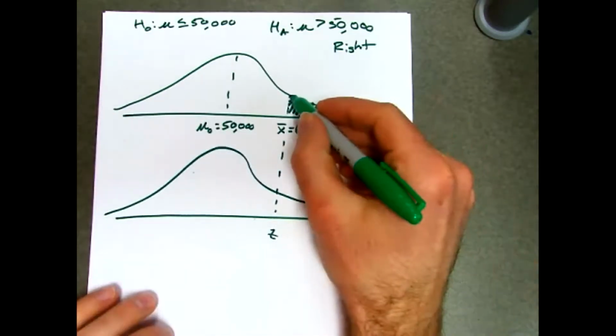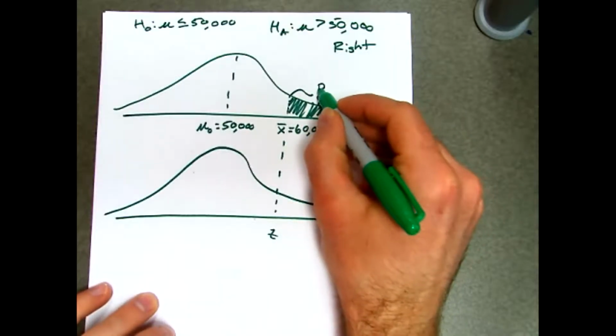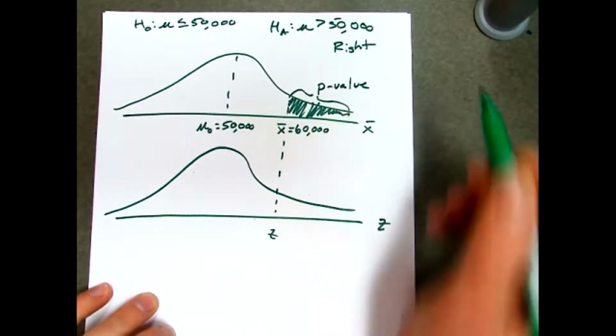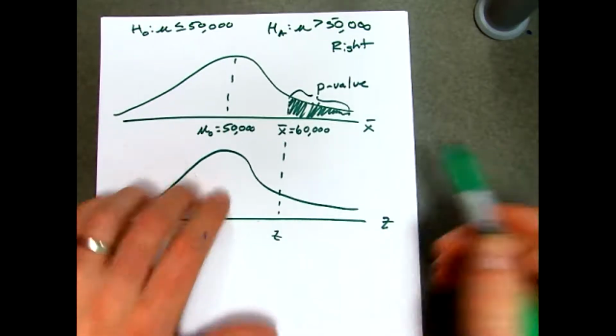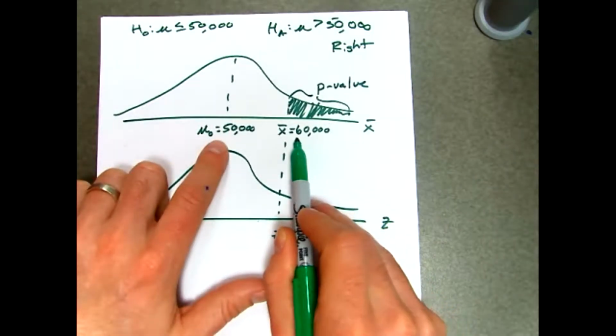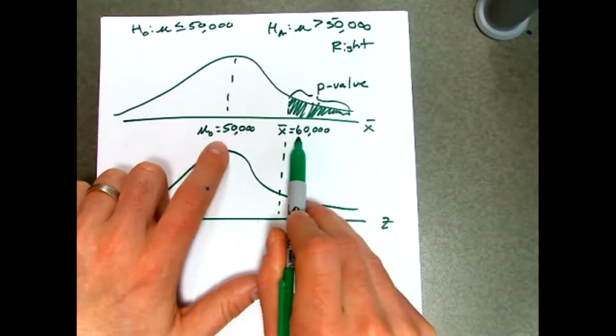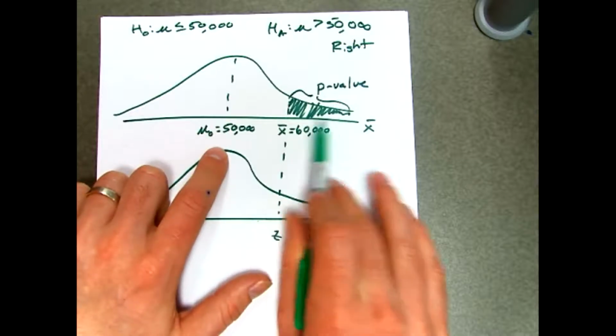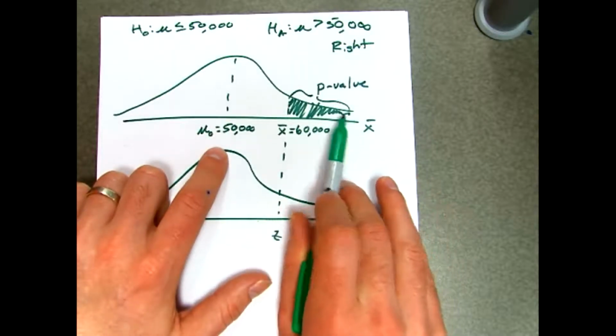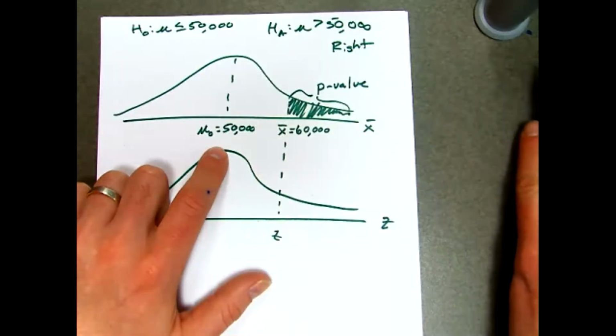So what we're going to call that probability, we're going to give it a name, which is the p-value. What the p-value represents is the probability I saw sample evidence that was as inconsistent with what I assume to be true, or something even more inconsistent, something even further from that assumed true value.